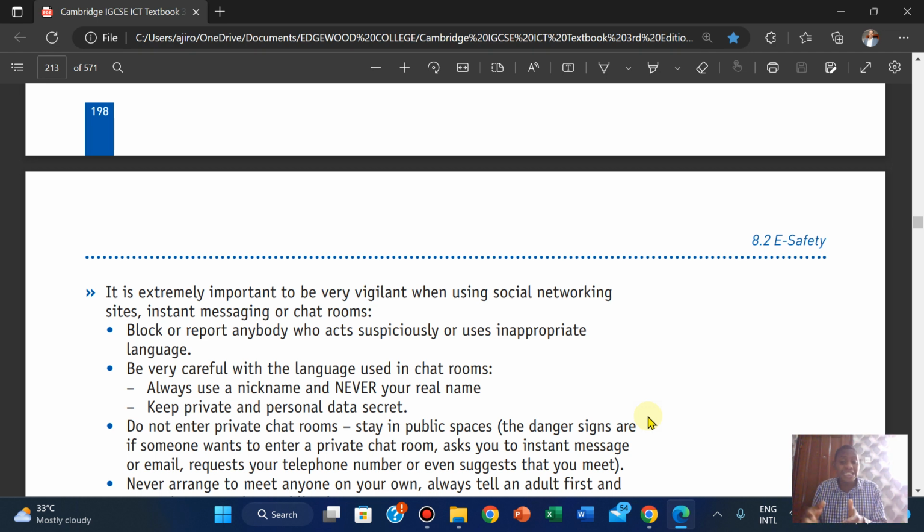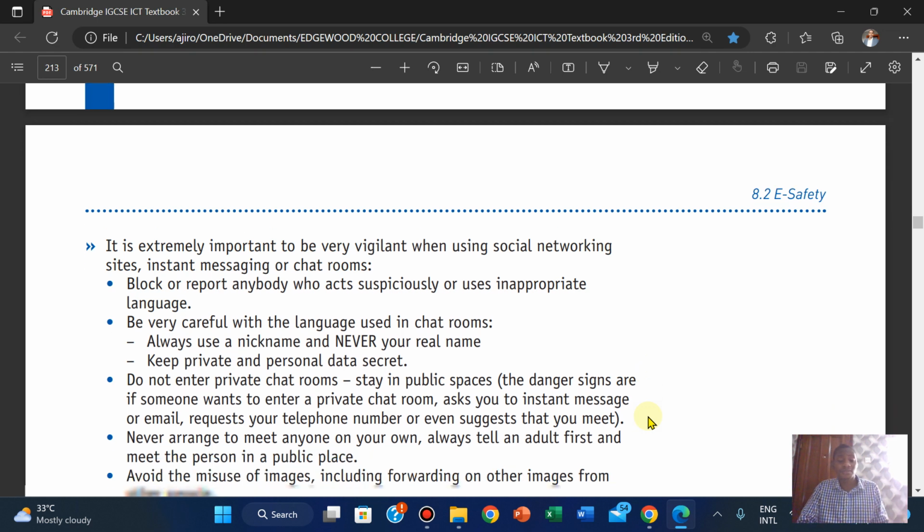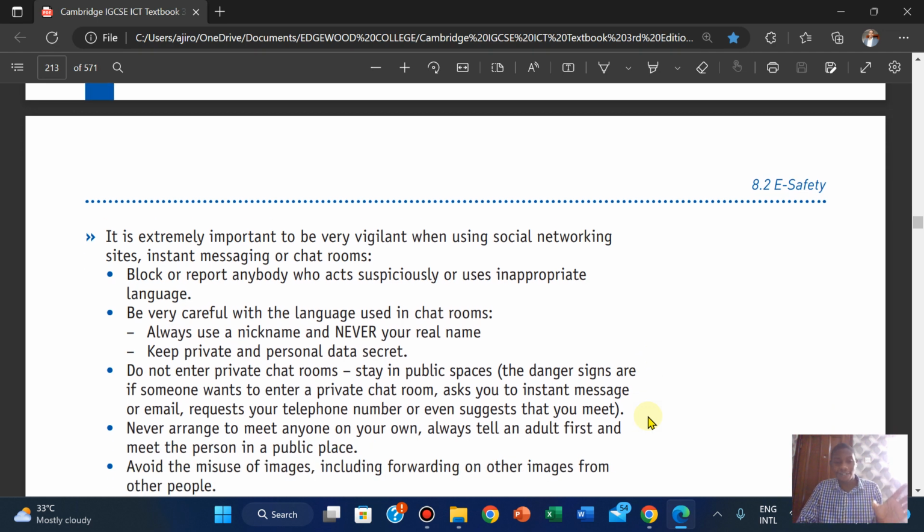Okay, always use a nickname and never your real name. If you're in a chat room, please don't use your real name, because people can use that to find you. Keep private and personal data secret. Do not enter private chat rooms. Stay in public spaces. The danger sign is if someone wants to enter a private chat room and asks you to instant message or email, requests your phone number, or even suggests that you meet. So please, you have to be careful.